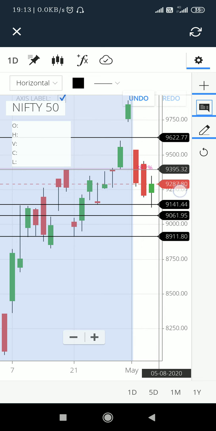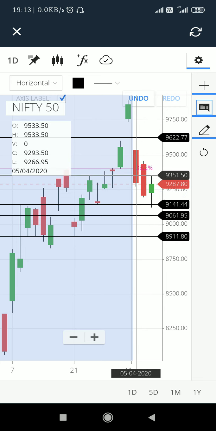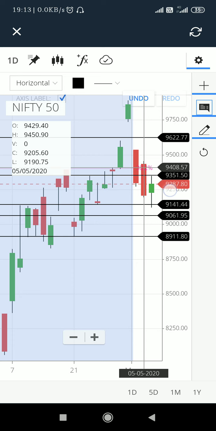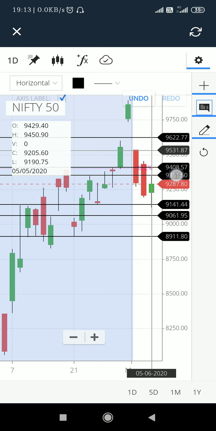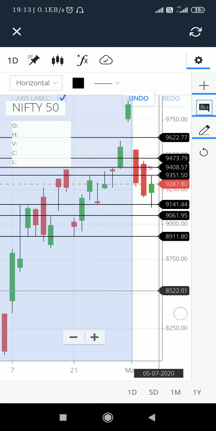I will mark the upper side breakout again at this particular point. First target would be this. Second target I can expect at this. Okay, so now these are the levels.